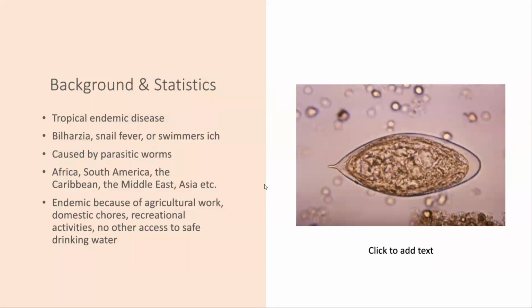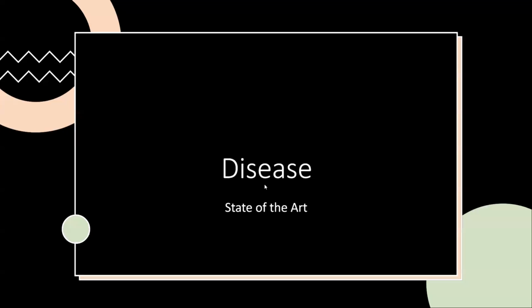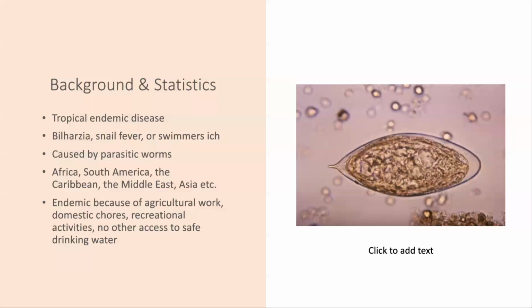Okay, so the first thing I'm going to talk about is the disease itself. It's a tropical endemic disease. Endemic just means it's specific to an area or region. It's also known as bilharzia, snail fever, or swimmer's itch. And I'll go over in a little bit why that is.